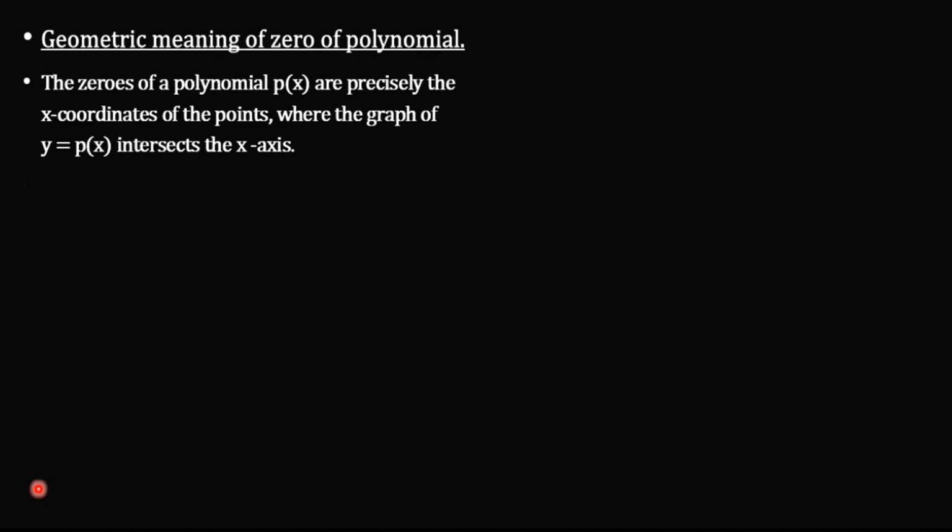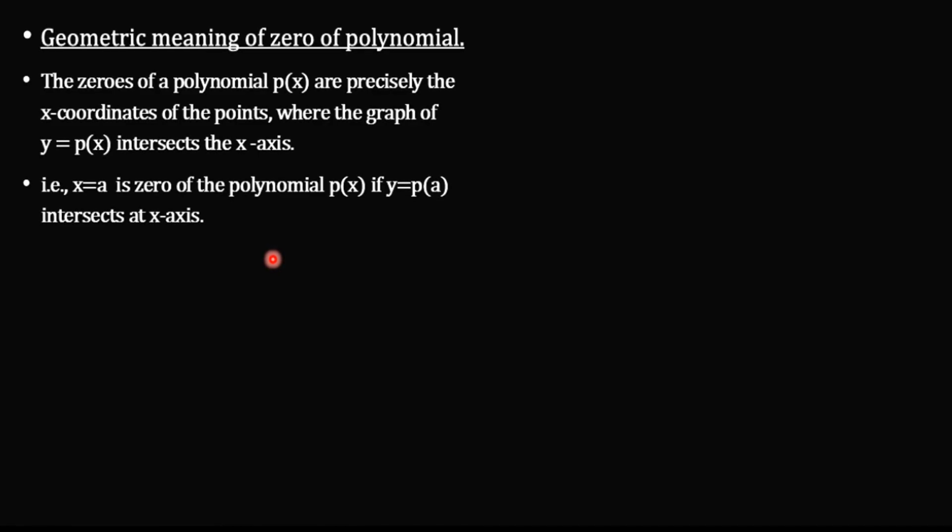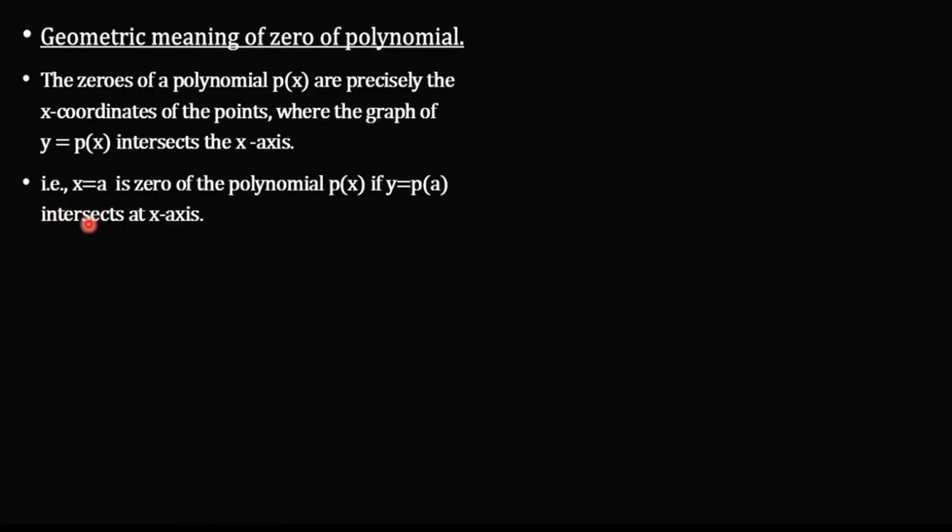Next, x equal to a is a zero of the polynomial p of x if y equal to p of a intersects the x-axis. That is what we can conclude. If the graph of a polynomial intersects the x-axis, then that point is a zero of the polynomial. That is, if y equal to p of a intersects the x-axis, then x equal to a is the zero of the polynomial.